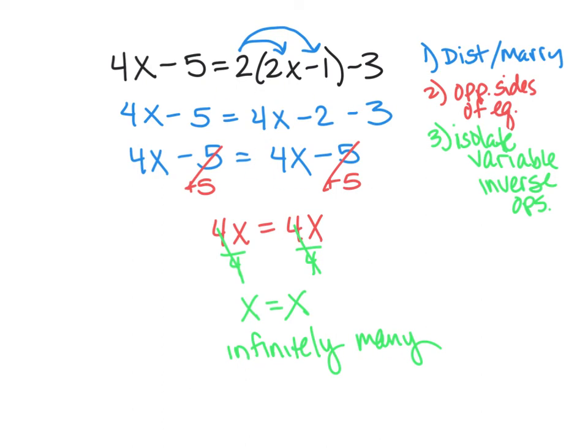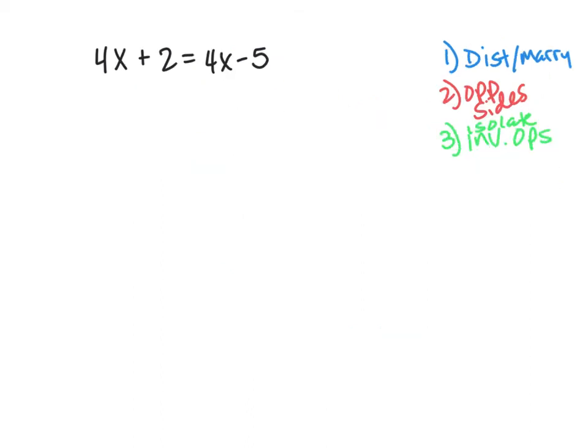They're also having us identify what happened. Okay, let's look at one more. Look at my notes, they keep getting more and more abbreviated. Distribute and marry like terms if you need to. Get your like terms on the same sides of the equation as each other. Isolate the variable by using inverse operations. So let's go ahead and do those steps.